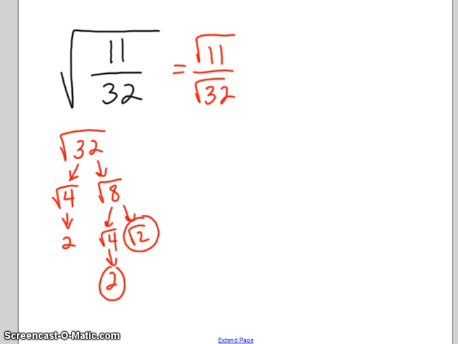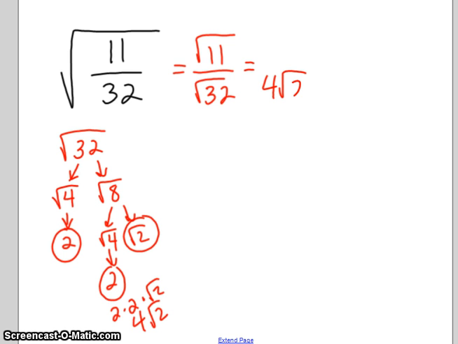So we have 2 times 2 times the square root of 2, which is 4 square root of 2. This is kind of the long way to simplifying the square root of 32. So we have 4 square root of 2 over the square root of 11. Now we still cannot have a square root in the denominator, so what do we do? We multiply by that square root.